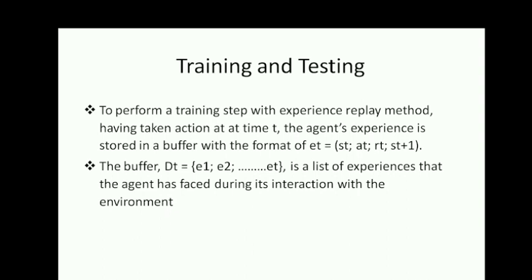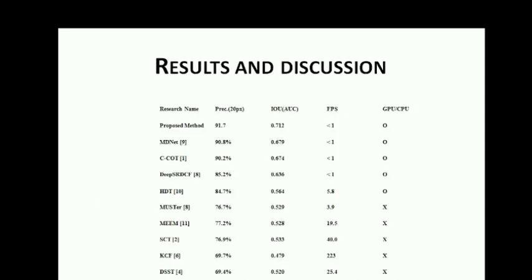And this is the training and testing. To perform the training and testing steps with the experience replay method, having taken action at time t, the agent's experience is stored in a buffer in the format of E_t. The buffer D_t is a list of experiences that the agent has faced during its interaction with the environment.